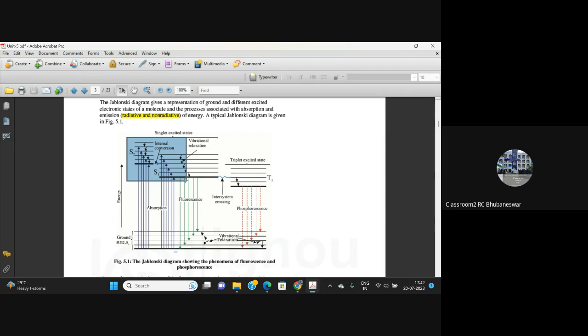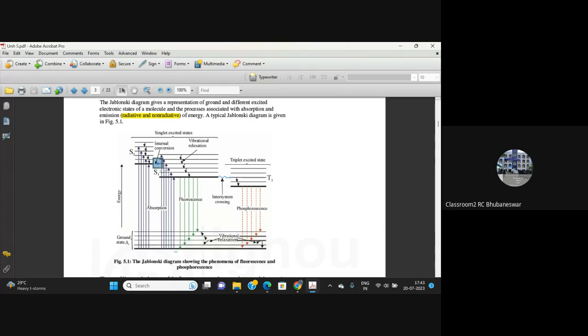It is related to some principle also, that is known as the Franck-Condon principle. I will discuss that with you later on. So if it is going to the S2 state, it has to come back to the S1 state through some non-radiative process, that is internal conversion. Let me divide in this way. There are two types of relaxation happening. One is radiative, another is non-radiative.